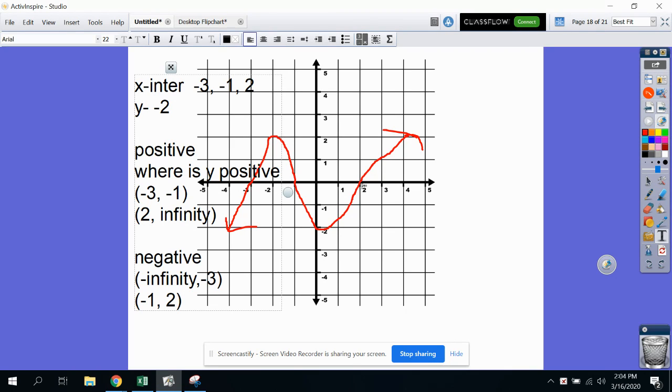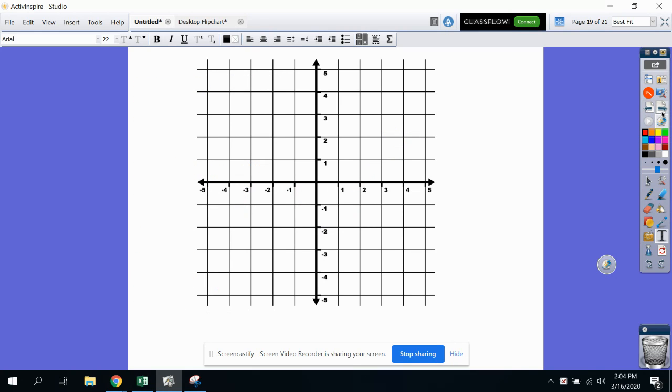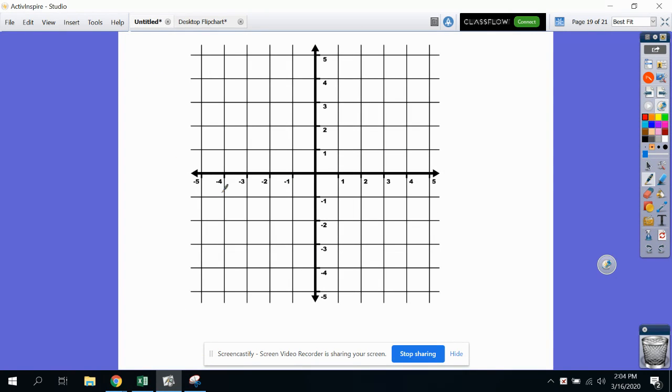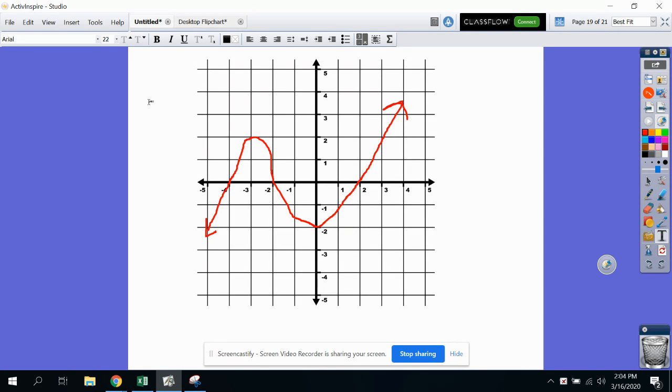Okay, so that is x-intercepts, y-intercepts, positive, and negative. Now, right here, just kind of another example. Okay, so I'm just making another graph. Now, you don't have to, but if you're wanting to give this a shot before you try it on homework, pause now and try to find x-intercepts, y-intercepts, positive and negative. 10 seconds.